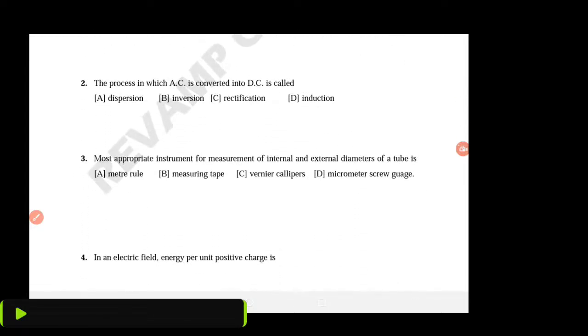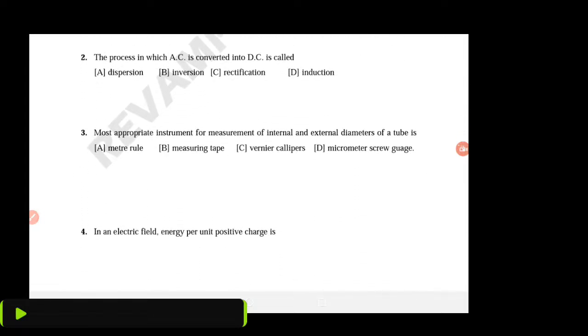In question number 2, the question says the process in which AC is converted to DC is called, that is the process during which alternating current is converted to direct current. It's no other thing than rectification. The process is known as rectification. So the answer to question number 2 is C. The process of converting AC to DC is rectification.